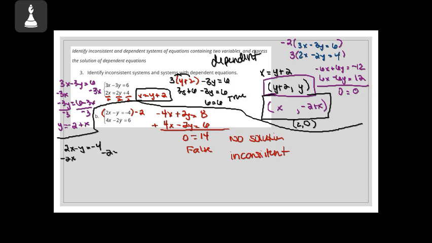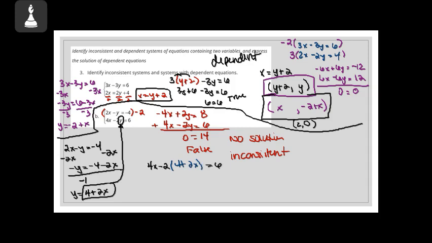So I'm going to plug 4 plus 2x in for y of the other equation. So 4x minus 2 times 4 plus 2x equals 6. So we've got 4x, that's going to make minus 8 minus 4x equals 6. Well, 4x minus 4x is 0, and I get negative 8 equals 6, which again is false, telling me I have no solution or an inconsistent system.